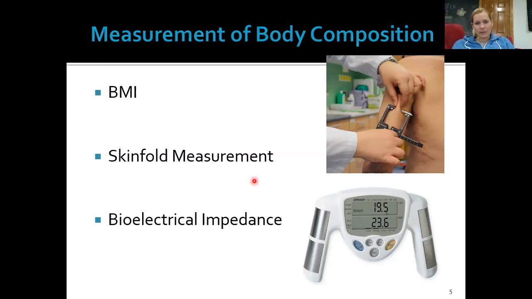Let's take a look at skin fold. That's shown in this picture over here. So basically what I'm going to do is use a caliper, which you can see in this picture. This doesn't hurt.